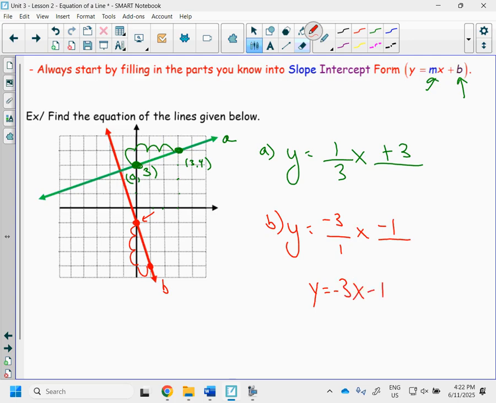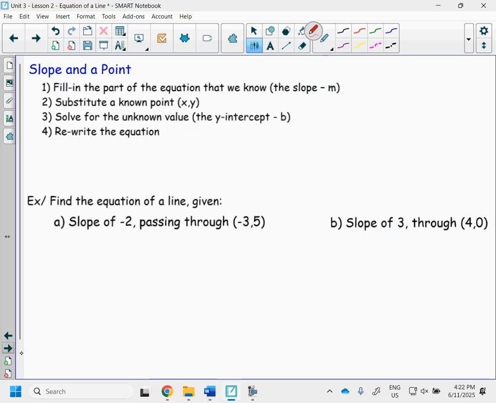Okay. Equations of lines. Graphs were nice. Unfortunately, we don't always have a graph. Sometimes we have some information. So the first way we're going to look at today, something new, is if you have slope and a point. Well, if you have slope and a point, you have actually all the information you need except the y-intercept. But we can solve for the y-intercept using our point. So here's what we're going to do. I'm going to go through the steps, and we're going to fill in the first one in together here.